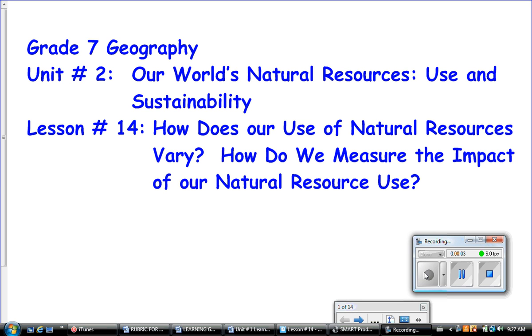Welcome back to Grade 7 Geography, Unit number 2, Our World's Natural Resources, Use and Sustainability. This is lesson number 14. How does our use of natural resources vary? How do we measure the impact of our natural resource use?